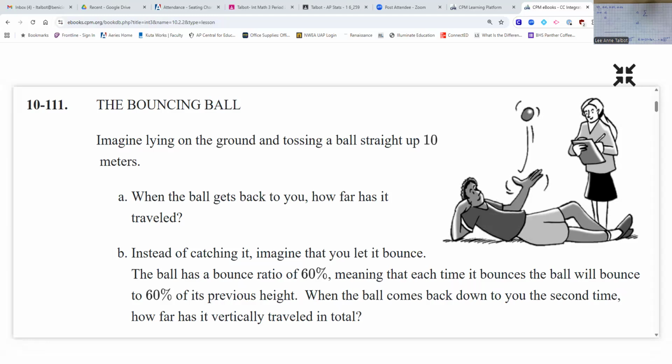The bouncing ball. Imagine lying on the ground and tossing a ball straight up 10 meters. By the way, that would be really hard. 10 meters is very high. Shh. This is a contrived math problem. If you can toss a ball up 10 meters, that is impressive. Anyway, when the ball gets back to you, how far has it traveled?